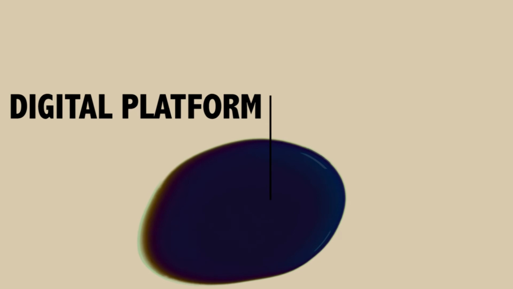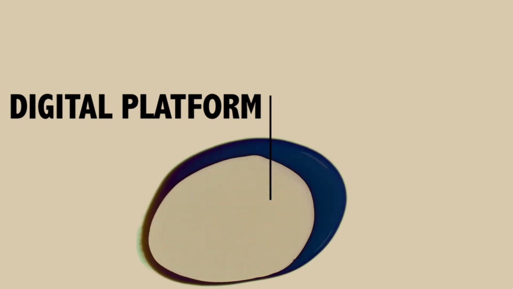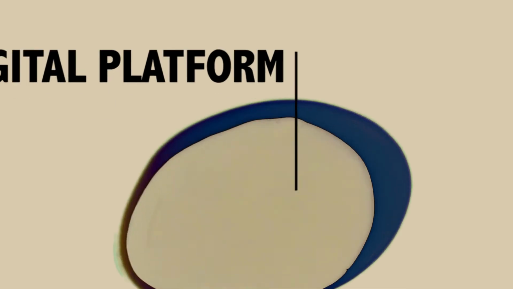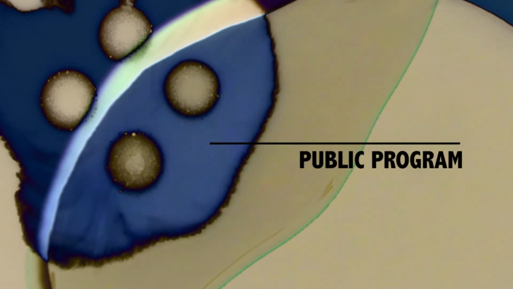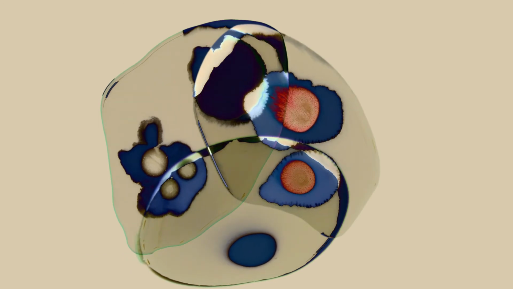The digital platform is the third pillar and connects the 2 first pillars. The digital platform contains not only a video documentation of the public program, but also podcasts of the lecture and articles written by different authors and journalists. The digital platform is like an extension of the exhibition space in order to share and archive different forms of knowledges.